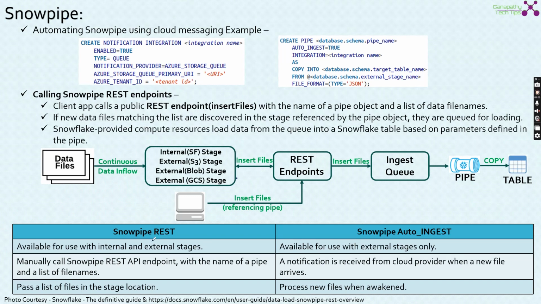This is an example which we saw. It passes the list of the files in the storage location. It processes the new files when it is awakened. As simple as it is, again it is very self-explanatory.